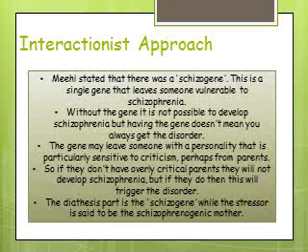So it states that there is a schizogene, and this is a single gene that leads to someone being vulnerable to schizophrenia. Without the gene, it is not possible to develop schizophrenia, but having the gene doesn't mean that you will always get the disorder. The gene may leave someone with a personality that is particularly sensitive to criticism. So if they don't have an overly critical parent, they will not develop schizophrenia, but if they do, that will trigger the disorder. The diathesis part is the schizogene, while the stressor is said to be the schizophrenic mother.